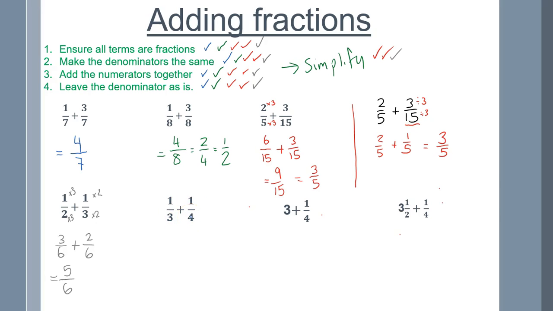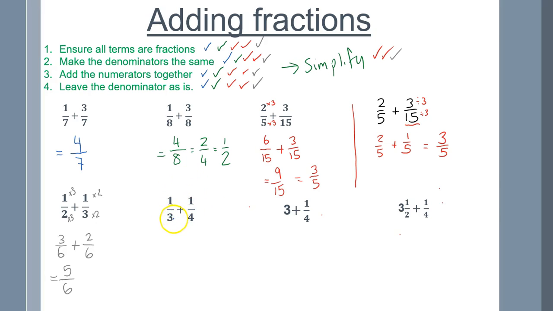Again, they're different denominators. Let's just multiply the denominators together. So we're going to turn them into 12. That will always work, multiplying them together, but you might have a bit more simplifying to do if there was a lower common factor, but you'll always be able to do this method.